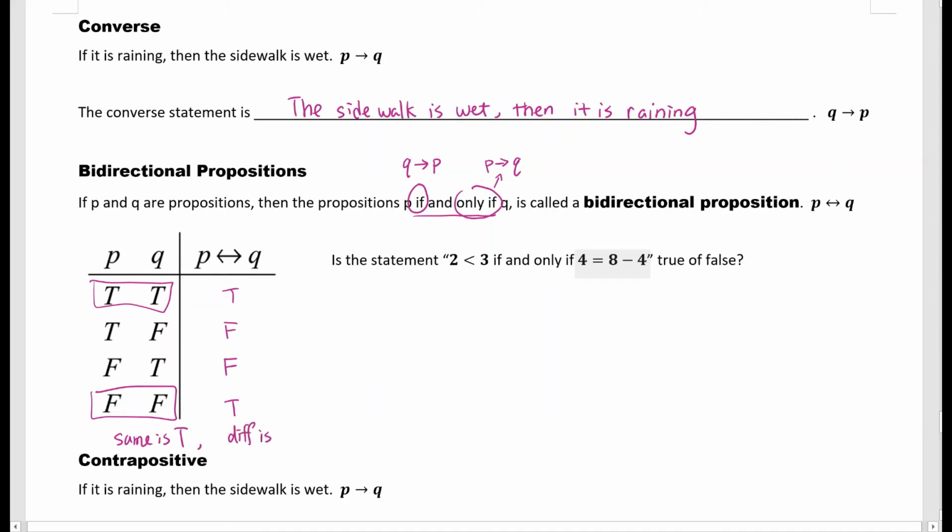Okay, next is the statement: 2 is less than 3 if and only if 4 equals 8 minus 4. True or false? Okay, now let's see. 2 less than 3, is this true? Yes. 4 equals 8 minus 4, is this true? Yes. So true if and only if true is true because they're the same. Okay, so this is the bidirectional proposition.